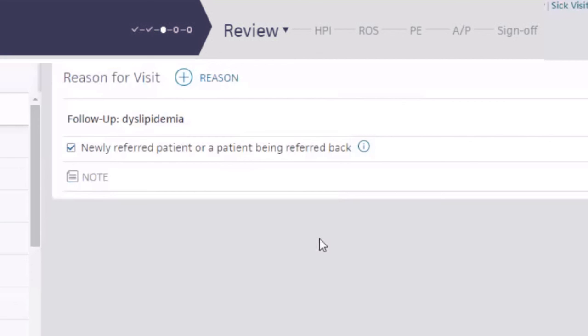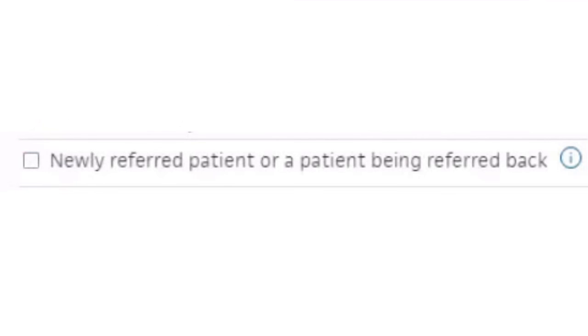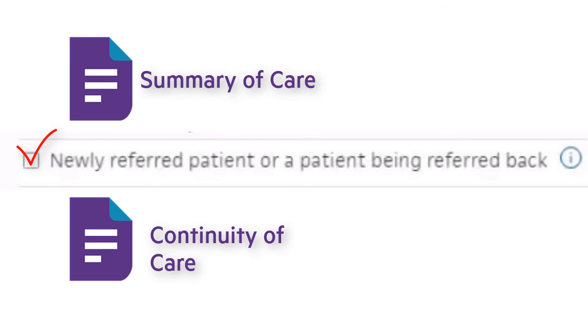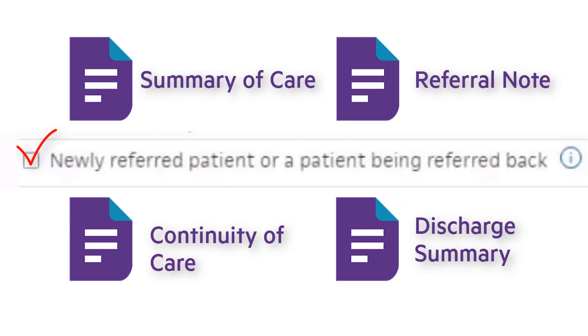If a transition of care document is found since the last time the patient has had an appointment, AthenaNet automatically checks the newly referred patient or patient being referred back checkbox. Electronic summaries found that will auto-check the encounter as a transition of care include summary of care, continuity of care, referral note, and discharge summary.